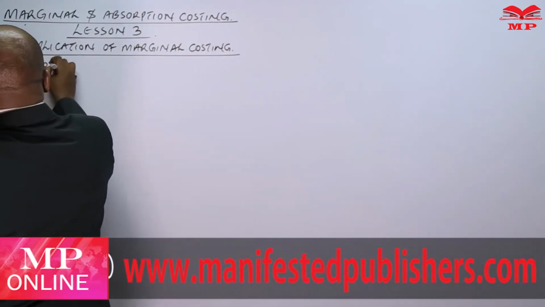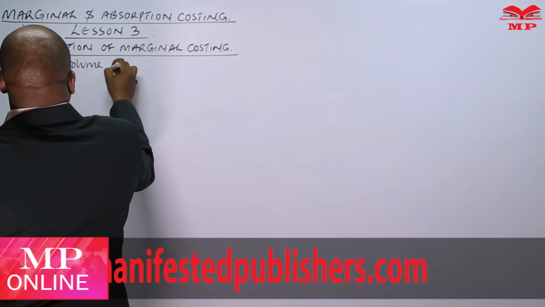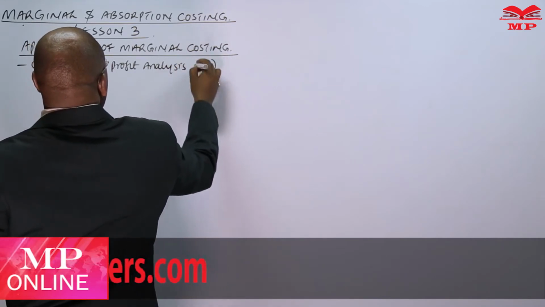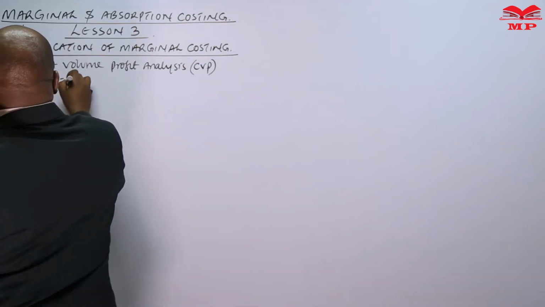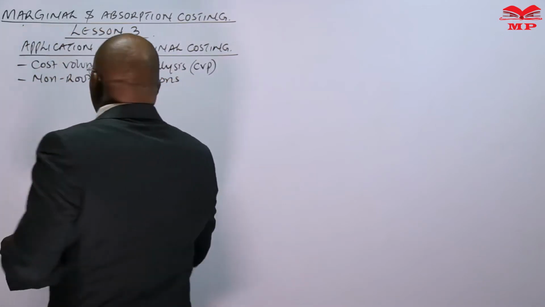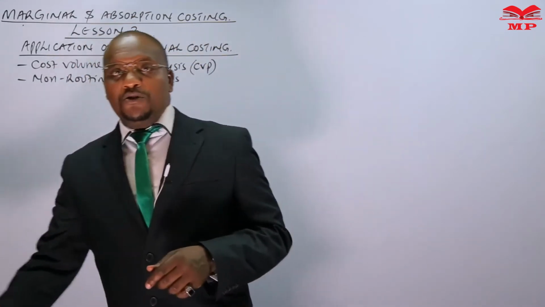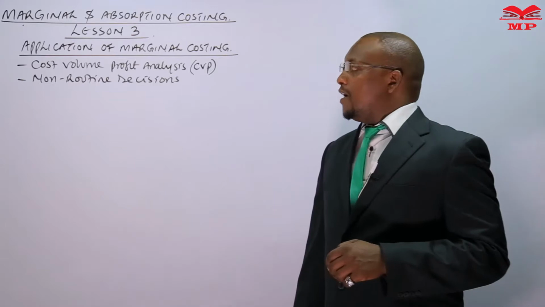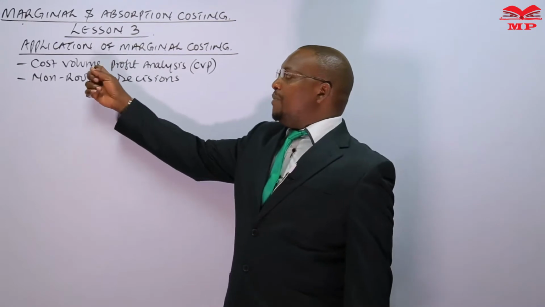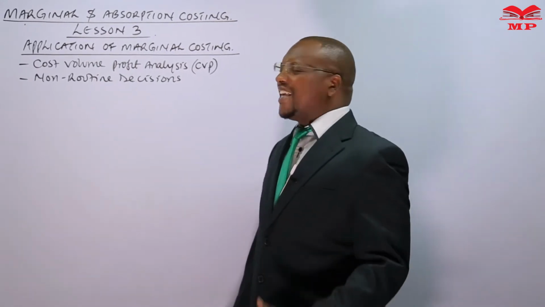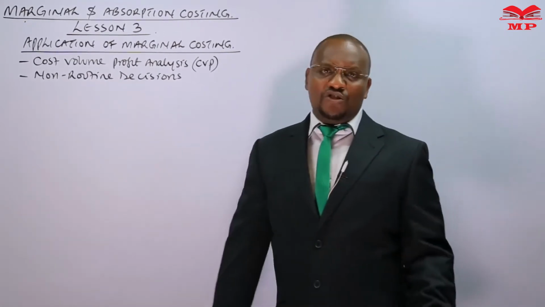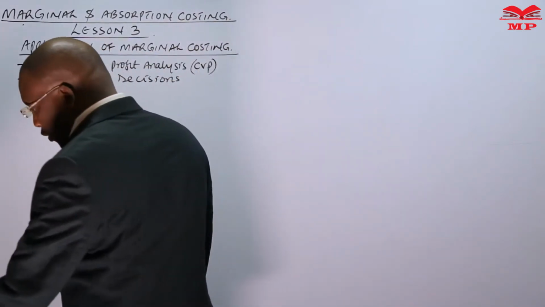We have the cost volume profit analysis, which is CVP, and we have the non-routine decisions. Now, these are the two applications, and these are the two we are going to look at as per the marginal costing. That we use the marginal costing concept in making decisions concerning the cost, volume, profit, and also the non-routine decisions. So we shall begin with cost, volume, profit.